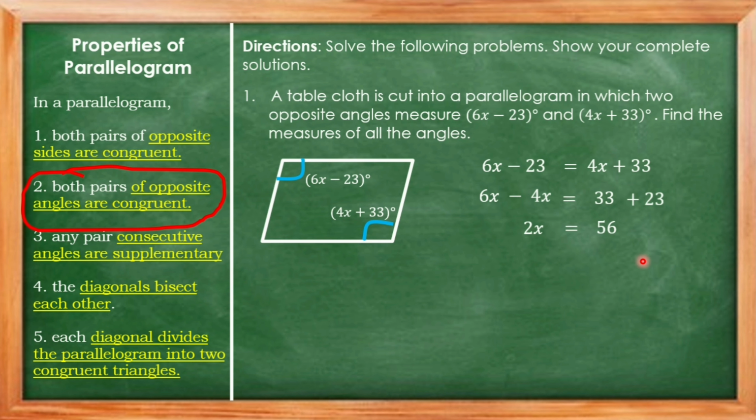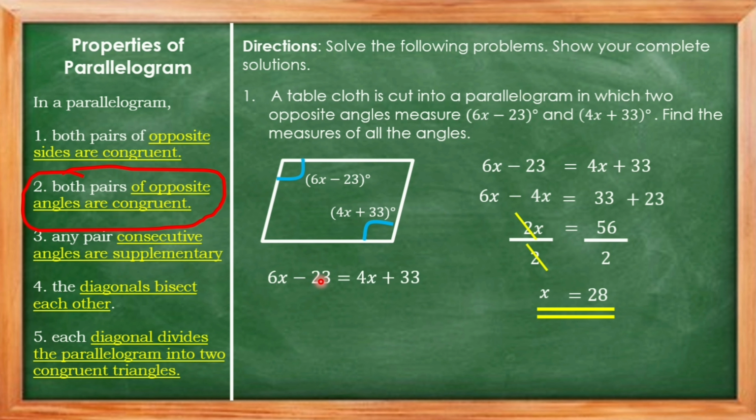So, divide both sides by 2. Okay, then 2 divided by 2 is equals to x. Then 56 divided by 2 is equals to 28. So, ito yung value ng x natin. So, since meron na tayong value ng x, sa-substitute naman natin ito dito sa mga given na angles to find the exact measure of these two angles.